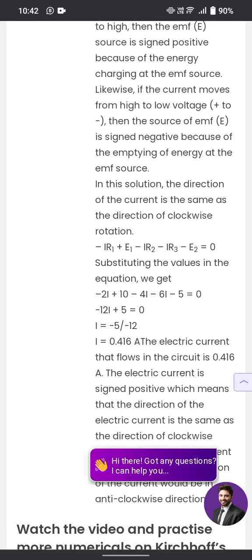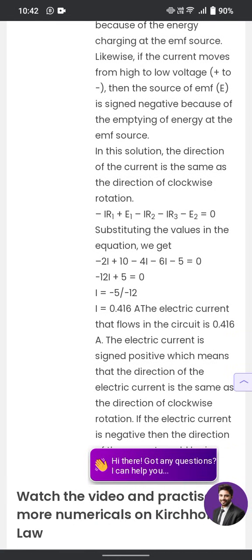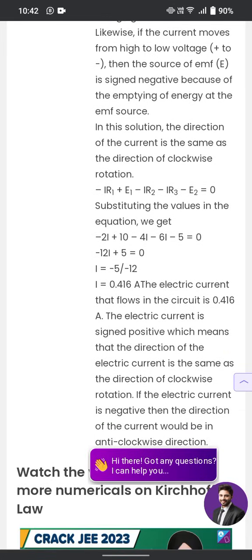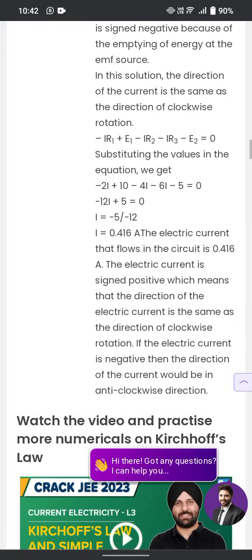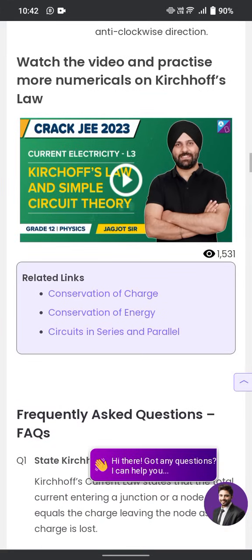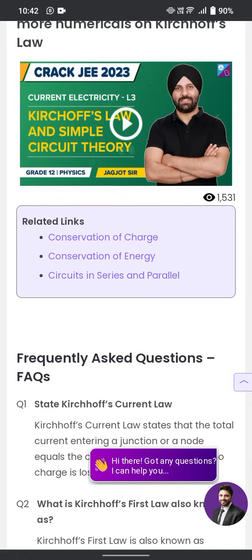Substituting the values in the equation, we get I equal to 0.416 ampere. The electric current that flows in the circuit is 0.416 ampere. The electric current is positive, which means that the direction of the electric current is the same as the direction of clockwise rotation. If the electric current is negative, then the direction of current would be anti-clockwise. Related links: conservation of charge, conservation of energy, circuits in series and parallel.